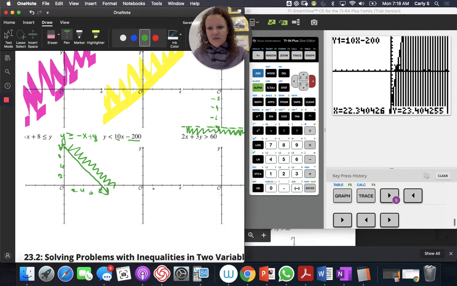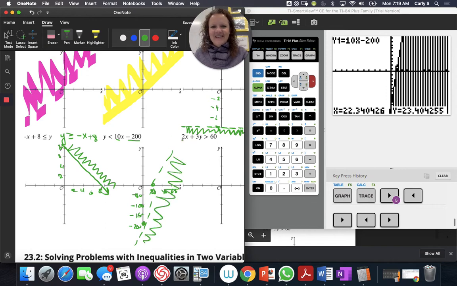So let's do 20, 40, 60. And we're going to have negative 50, negative 100, negative 150, negative 200. So we're crossing the axis here and here. And we're less than, so we need a dashed line. It's beautiful, I know. And we're less than, so we want to be underneath.